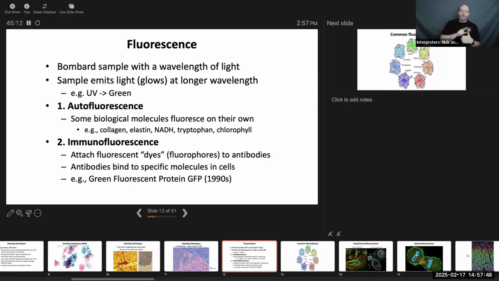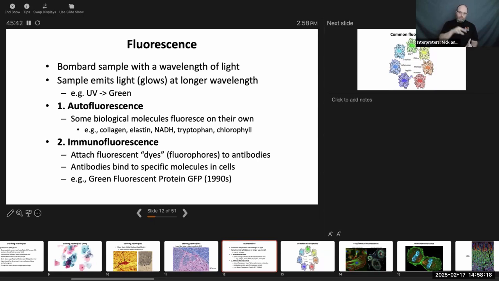So autofluorescence refers to the fact that there are several biological molecules that fluoresce all by themselves. If you shine the right wavelength of light on them, they will absorb it, and then they will re-emit a different wavelength of light. So you don't have to do anything special to them. They are autofluorescent, meaning they fluoresce entirely on their own. You just have to shine the right wavelength of light, and they'll fluoresce.